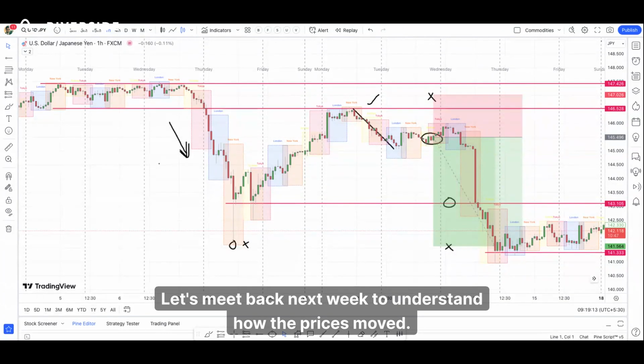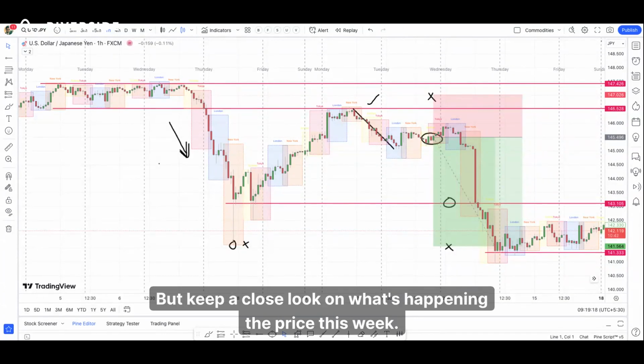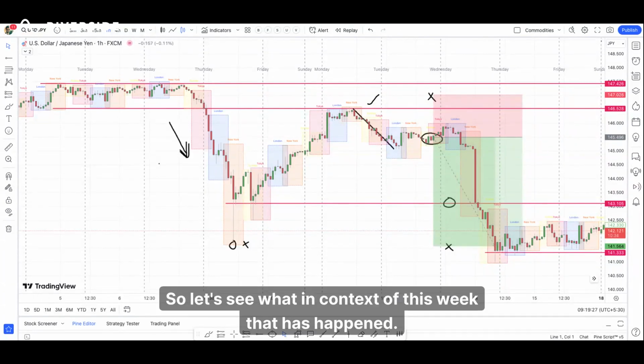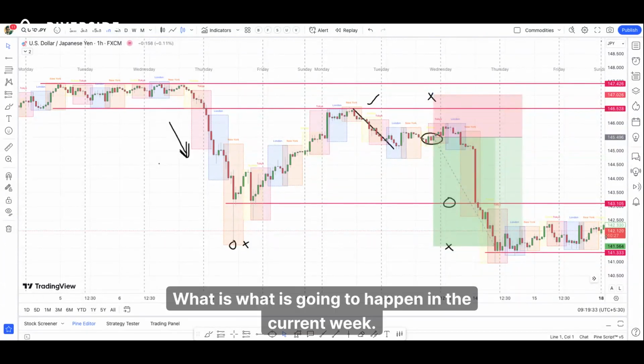Let's meet back next week to understand how the prices moved. But keep a close look at what's happening in the price this week. You need not trade, but you should always come in every day, and at the end of the day see what happened today, right? So let's see what has happened in the context of this week. What is going to happen in the current week?